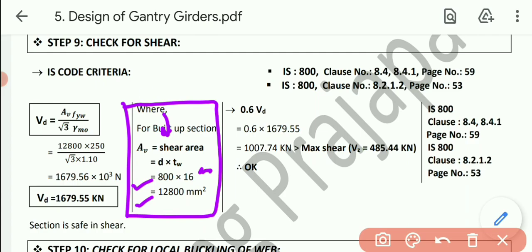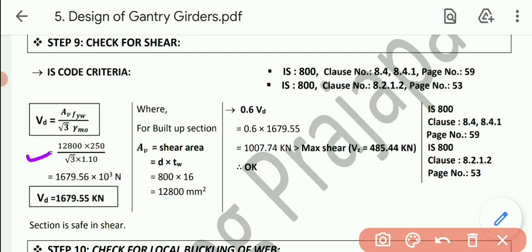Now let's put this value of AV over here. All the other terms are constants. AV 12,800, FYW 250, root 3, and gamma m0 1.10. By simplifying the term I will get the answer 1679.56 into 10 raised to 3 Newton. So ultimately I will get the answer of VD as 1679.55 kilonewton. So that's the criteria of VD.